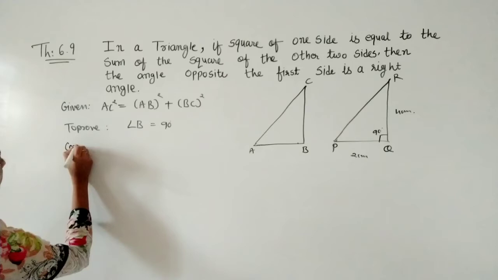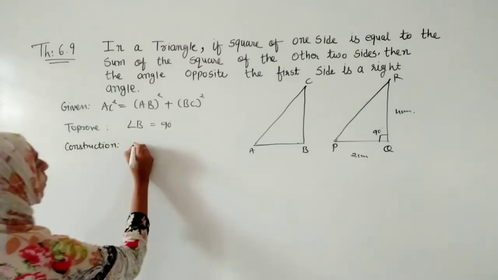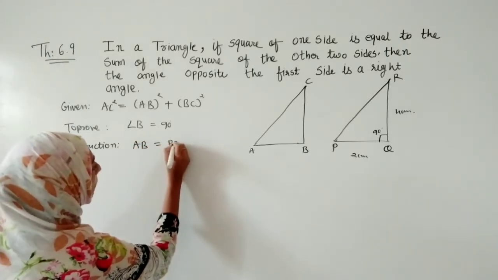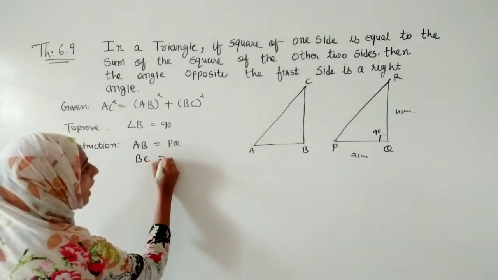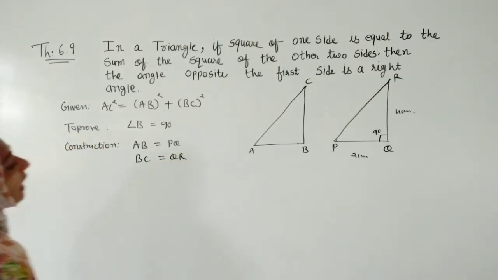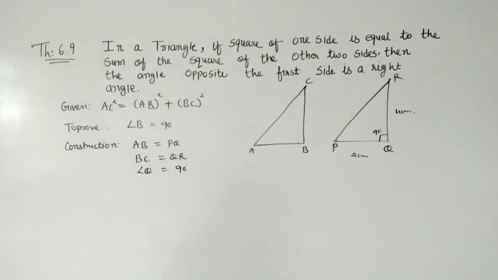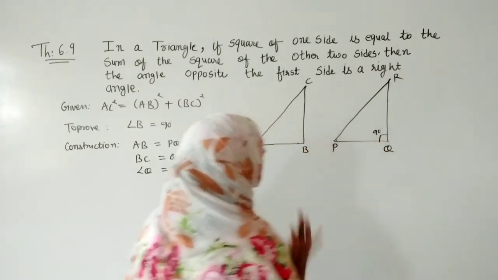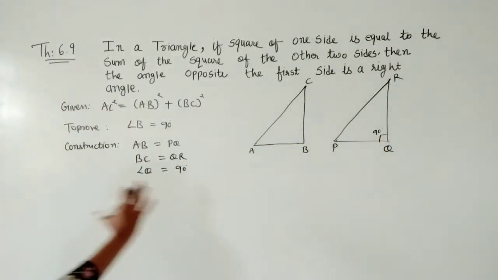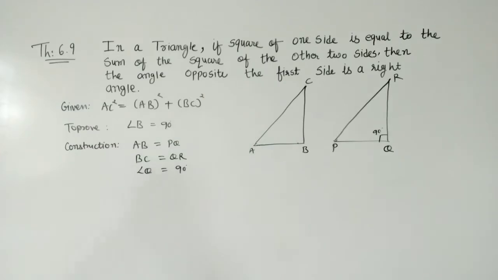So in construction we will write that we have constructed side AB equal to side PQ, which we took ourselves. Then we have taken side BC exactly equal to QR, and angle Q must be 90 degrees. This we have constructed till now. Let me rub out this data, only keeping this. They will give you half a mark for each of these, and this is how we will get 2 marks here.